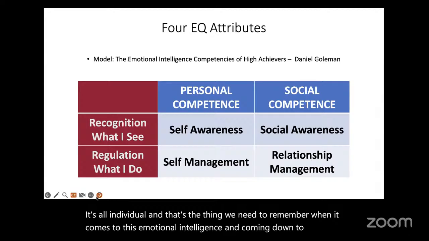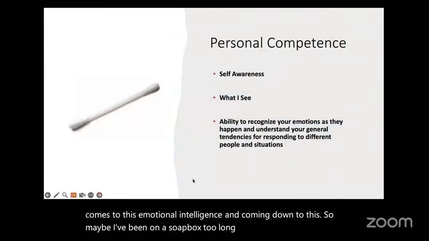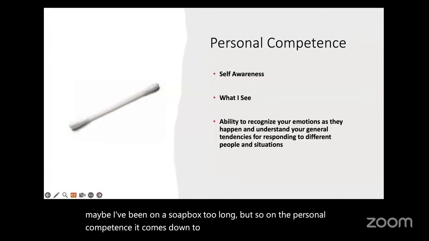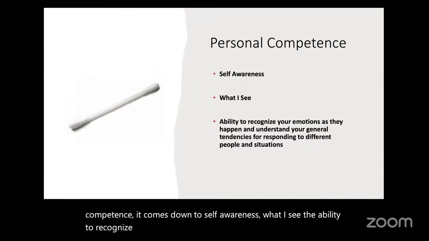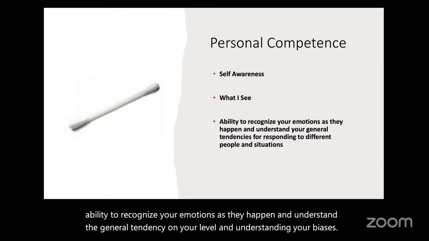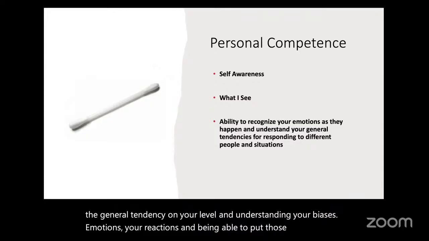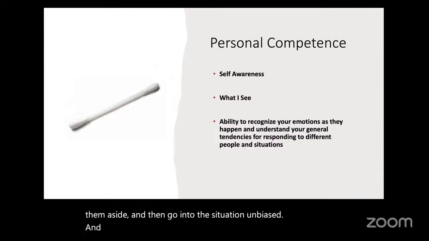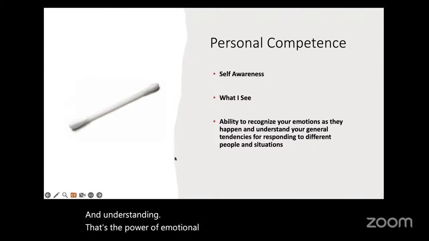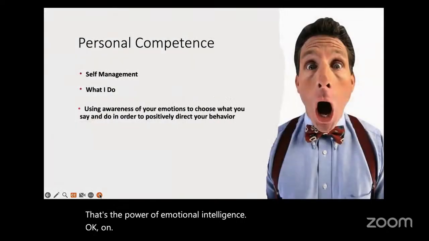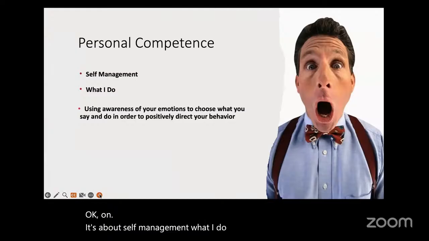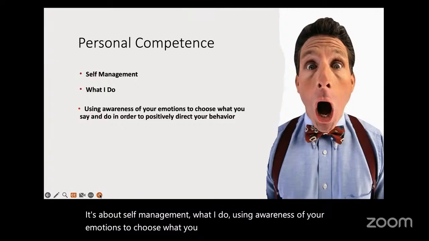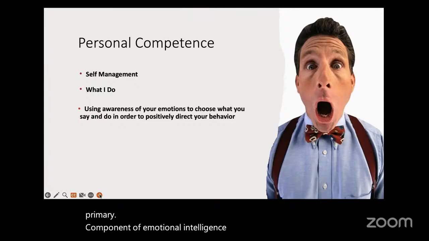And that's the thing we need to remember when it comes to emotional intelligence. So maybe I've been on a soapbox too long, but on the personal competence, it comes down to self-awareness. What I see, the ability to recognize your emotions as they happen and understand the general tendency on your level, and understanding your biases, your emotions, your reactions, and being able to put those in a bag, put them aside, and then go into the situation unbiased and understanding. That's the power of emotional intelligence. It's about self-management, what I do, using awareness of your emotions to choose what you say and do. That's the primary component of emotional intelligence, not reacting, but understanding.